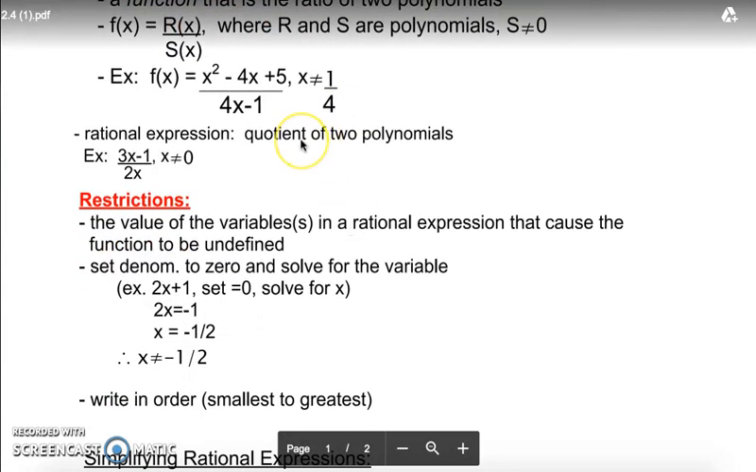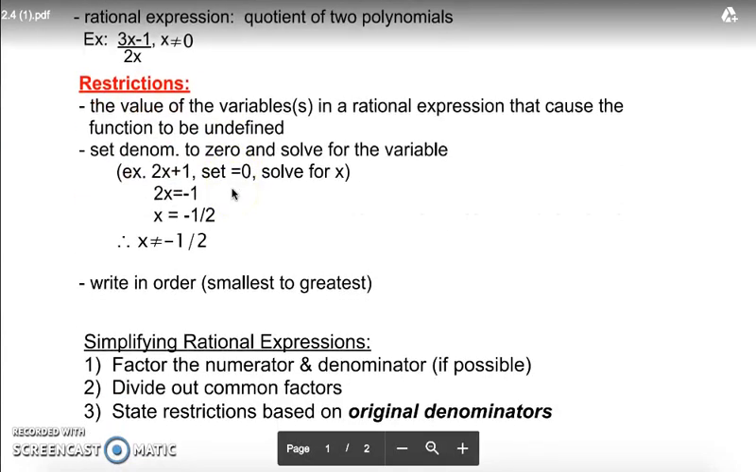A rational expression is also known as the quotient of two polynomials. So 3x minus 1 over 2x is an example. Once again, 2x in the denominator tells me that if I plug in 0 as x, I will get a 0 denominator. So x cannot be 0 in this case. And restrictions only apply to the denominator in your rational expression. It does not apply to the numerator part.